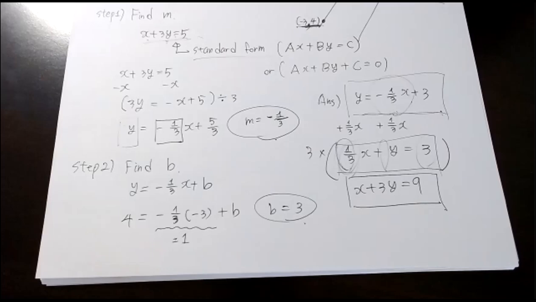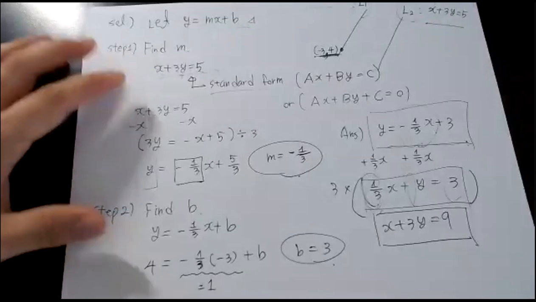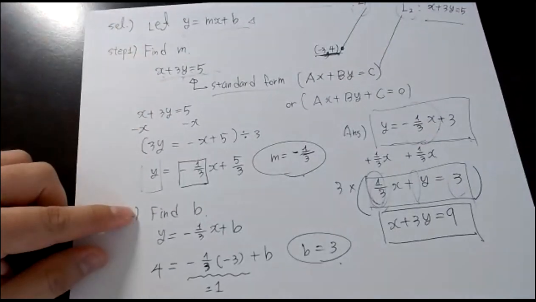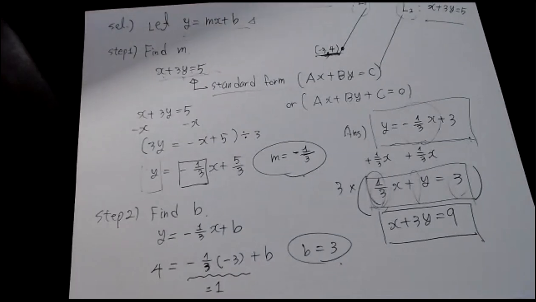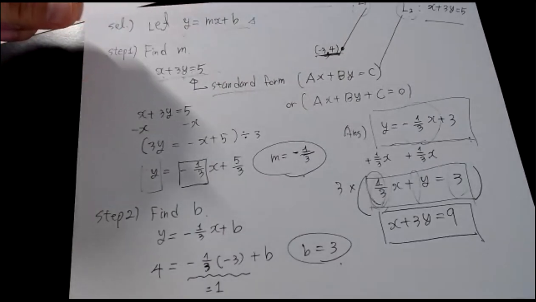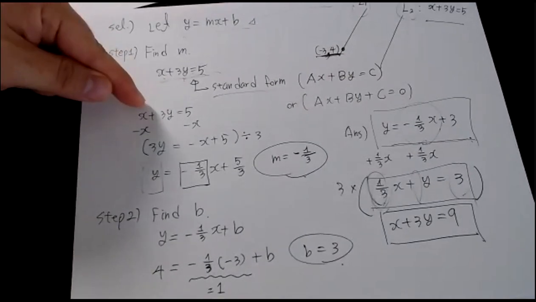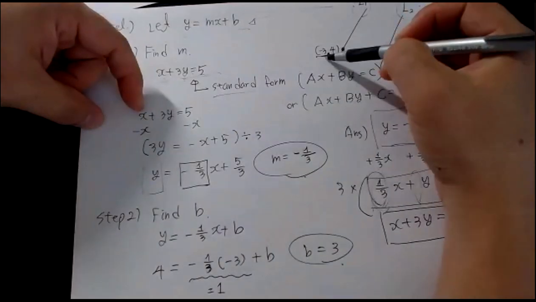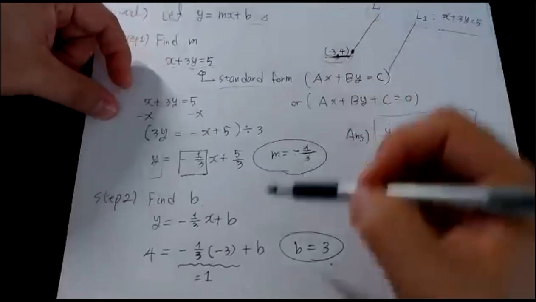But the main key idea in this problem is the two steps: find m and find b. To find m, I used the fact that two lines are parallel, which means their slopes must be equal. Using that, I could find m. And then using the point on the line L1, we could find b.